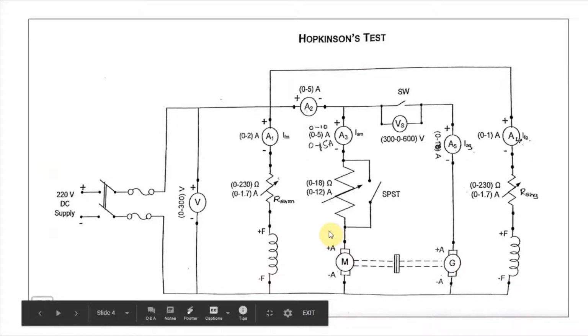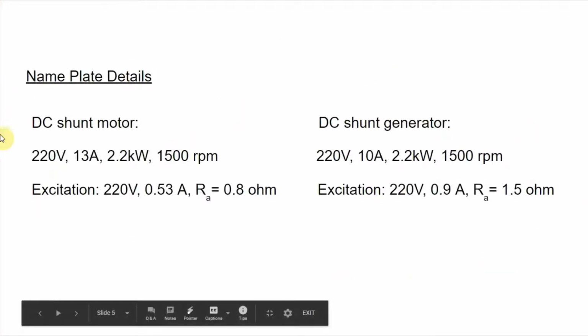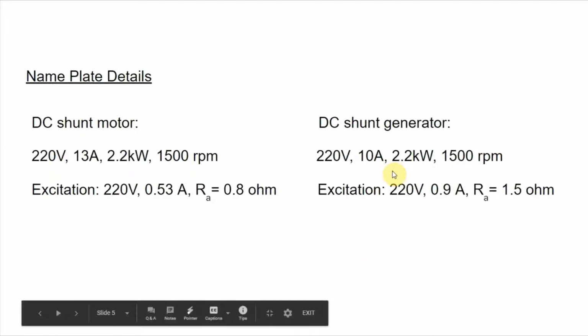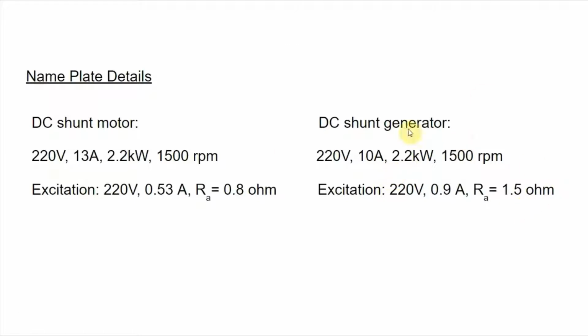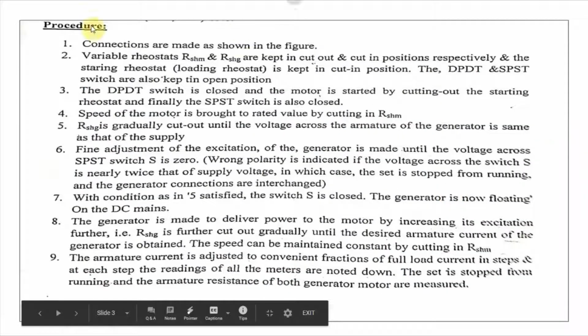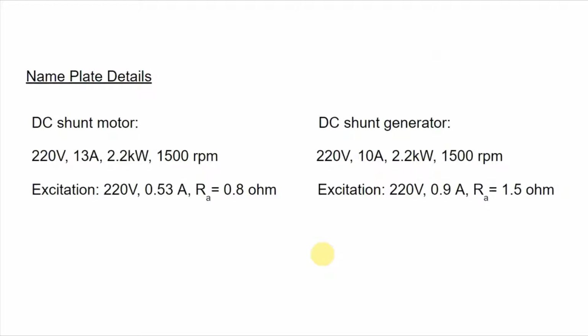In the next part, these are the nameplate details. We require two identical DC shunt machines, but we cannot actually get identical machines, so we have chosen two DC shunt machines which are nearly identical. So this is the procedure of this experiment. In the next part of the video, we will demonstrate the conduction of this experiment along with its circuit connection.